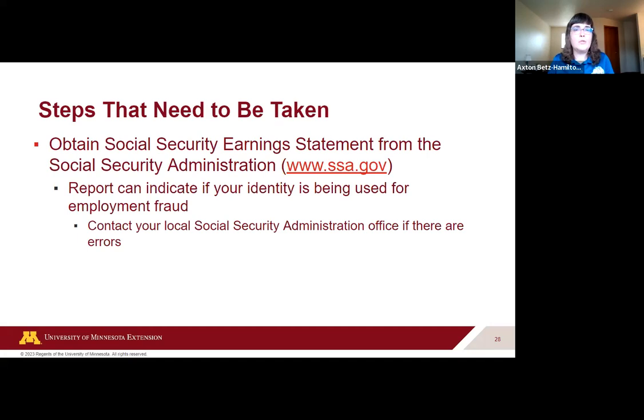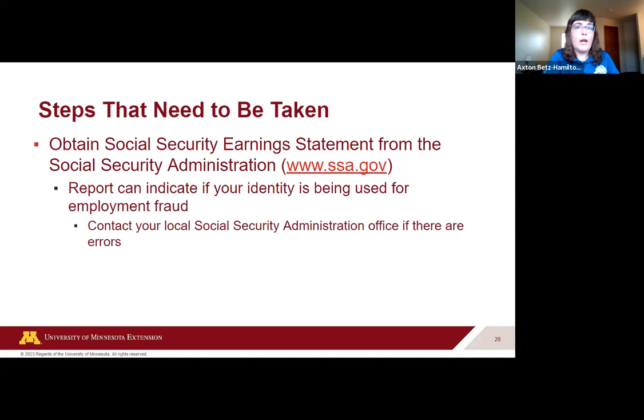So my identity was stolen in 1993 when I was 11. If I were to look at my Social Security earnings statement, and in 1993, if it said I made $30,000, I know that that's probably related to identity theft because I was 11 years old. I couldn't work and make $30,000 in 1993 unless I was working full time.